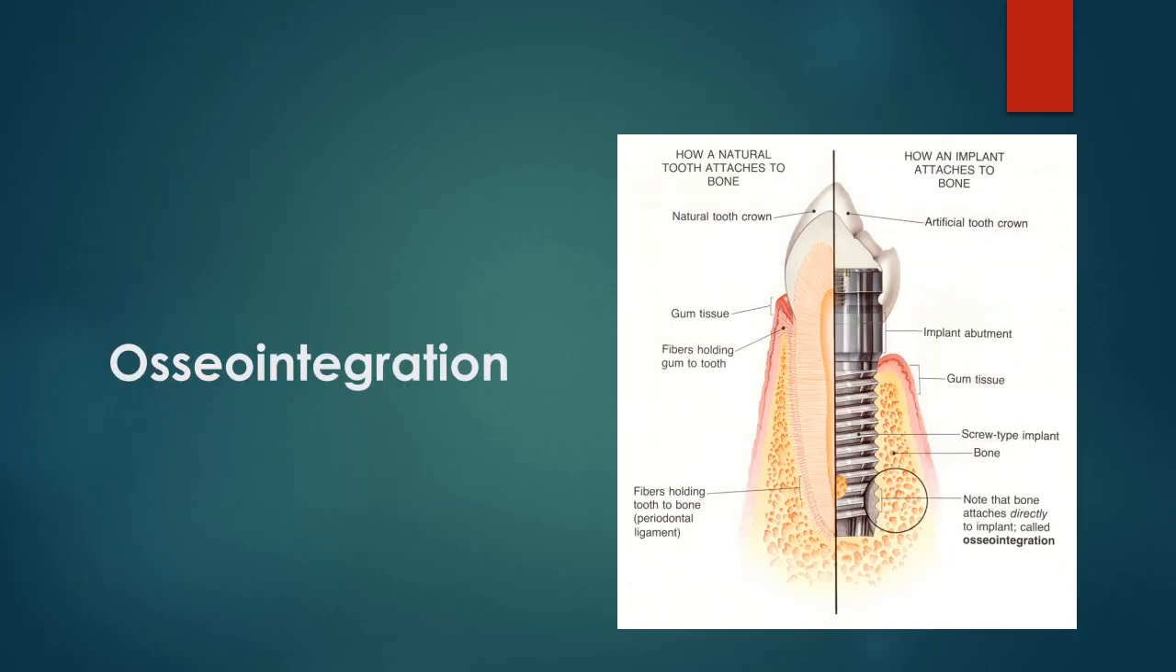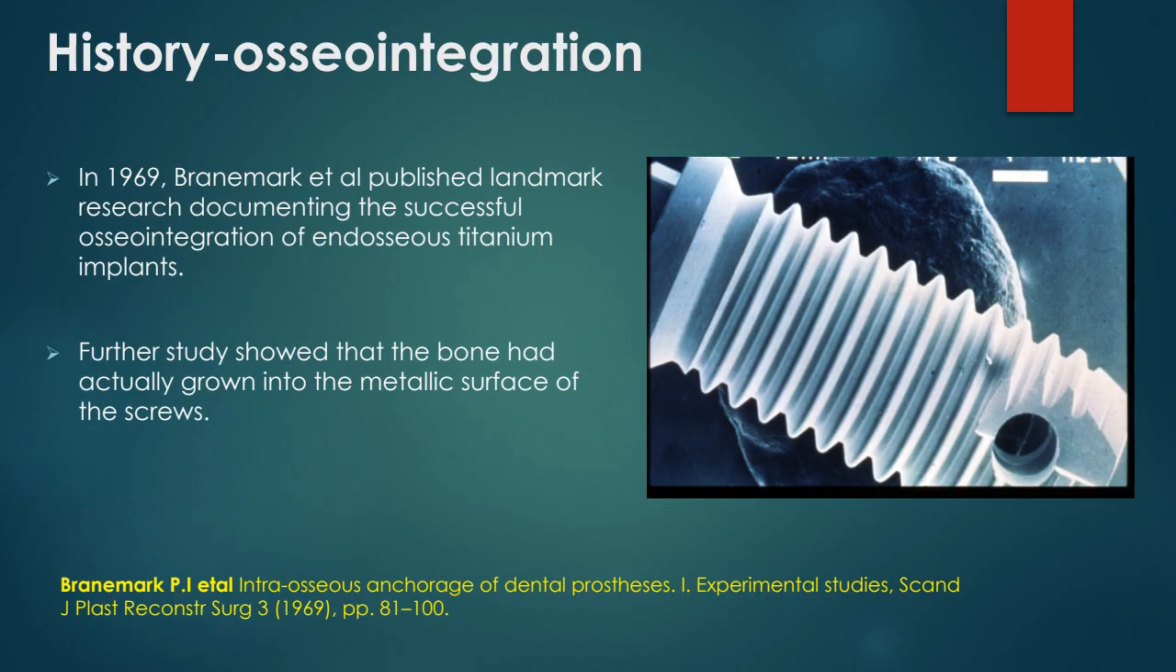Okay, osseointegration. What is osseointegration? Osseointegration was first described in 1969, almost 60 years ago. Brånemark published a landmark study showing that titanium implants will successfully osseointegrate with the bony structure itself, and it won't cause any kind of failure or anything of that nature. Okay, and it will not elicit a response from the body. It showed that bone can actually grow on the metallic surface of a screw.